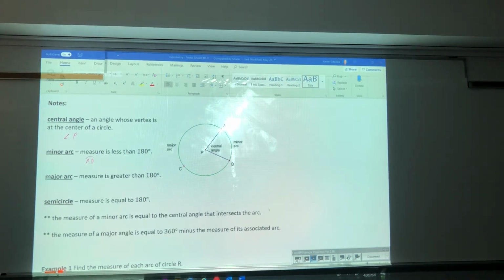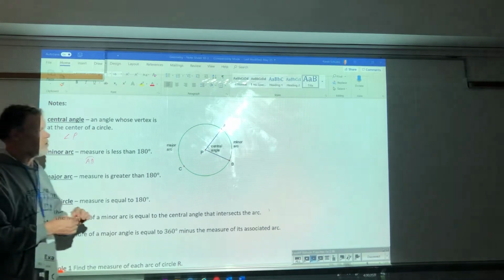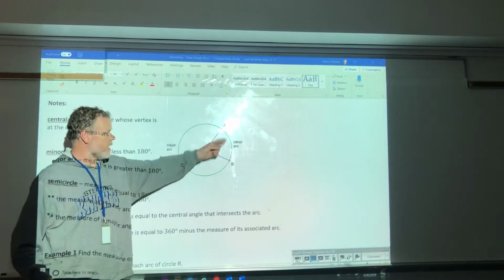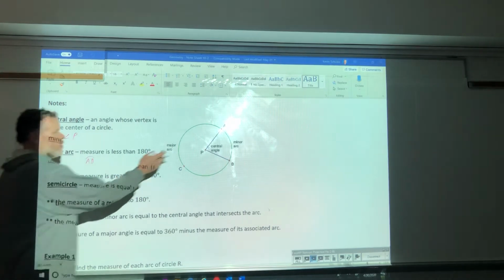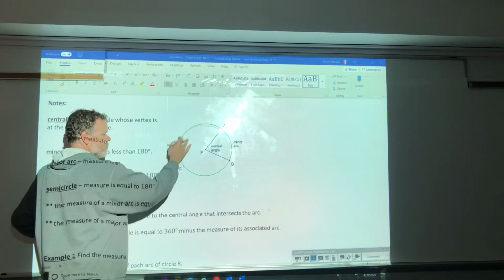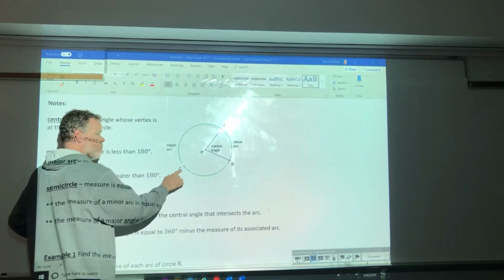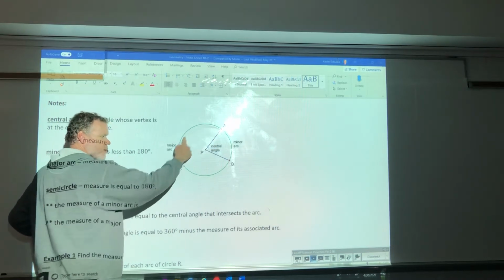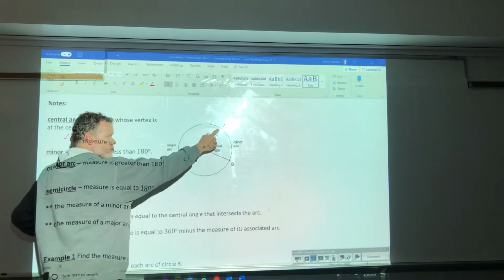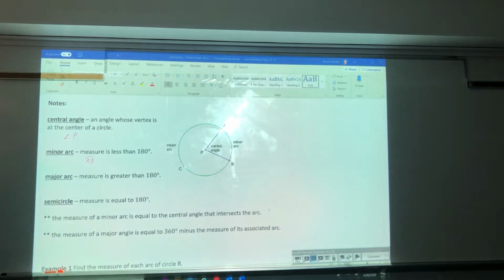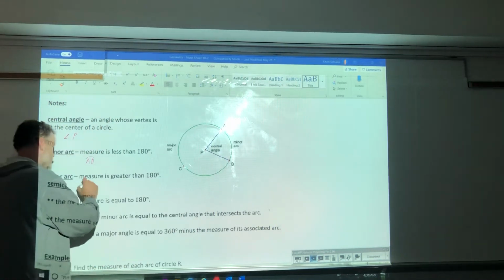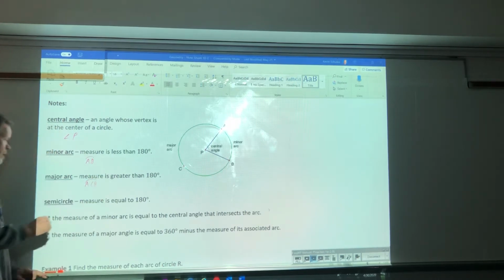Your major arc here, so this is your minor arc here, AB. Your major arc would be greater than 180 degrees, and that would be ACB. We incorporate the C because that's telling you that it's going the opposite way here. It's going to go this way, so it's greater than 180 degrees. So that's arc ACB. And again, put the arc above it.